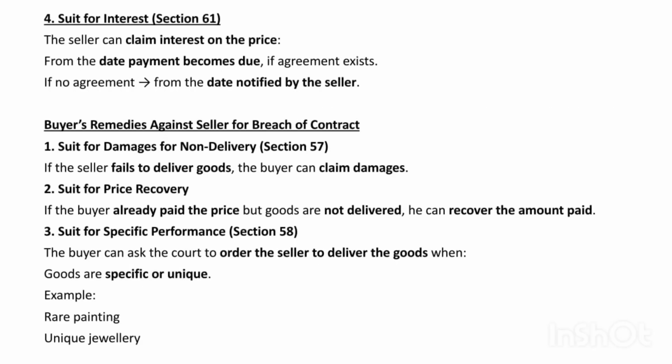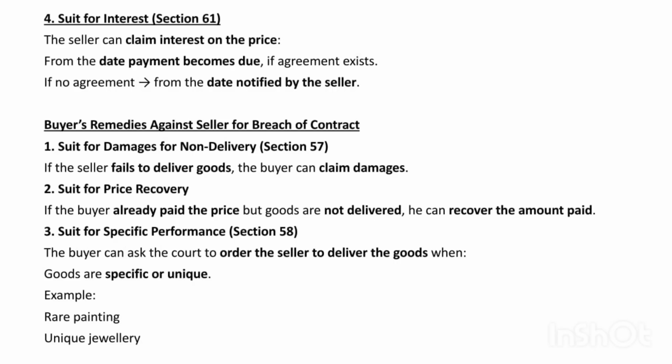Next one is suit for interest. The seller can claim interest on the price. If the contract says payment within 30 days or 12% interest after, the seller can claim it. Even if the contract is silent, the seller can send notice: pay in 7 days, else I will charge interest from today. Interest then runs from the notice date, and the court decides a reasonable rate if not specified.